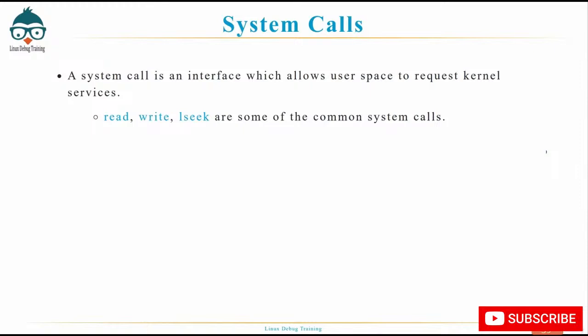A system call is an interface which allows userspace to request kernel services. Read, write, and lseek are some of the most common system calls. These system calls allow user processes to request privileged operations and interact with the hardware through the kernel.